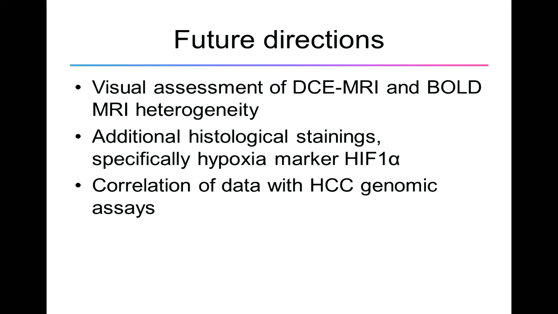So in the near future, we also want to incorporate a visual assessment of DCE-MRI and BOLD MRI heterogeneity by objective readers, and add additional histological stainings, specifically the hypoxia marker HIF-1 alpha. And also we want to correlate our data with HCC genomic assays that are currently being done.